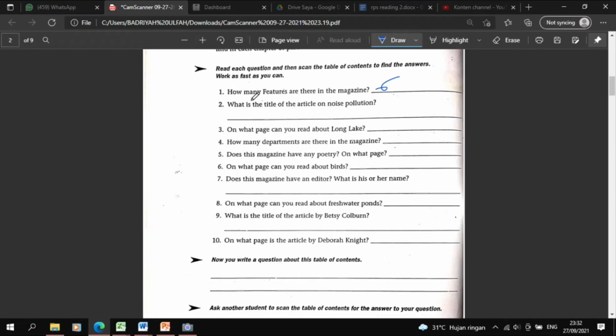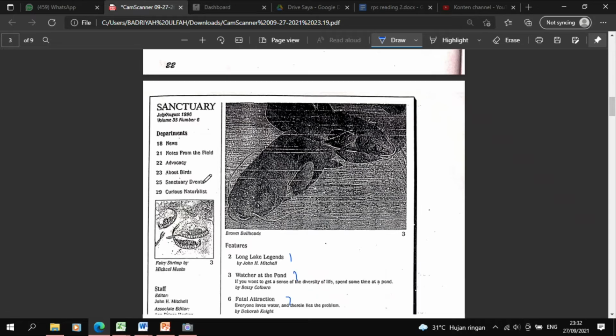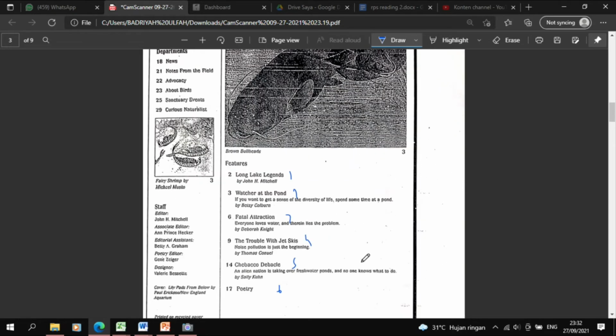Okay, now go on to the second question. What is the title of the article on noise pollution? You find the title, noise pollution. You find it, noise pollution, the title. Okay, can you find it?